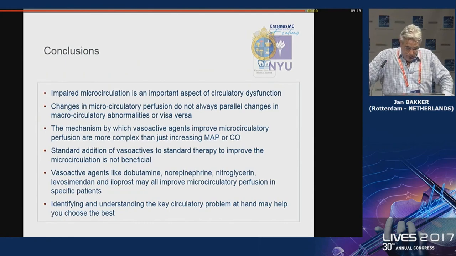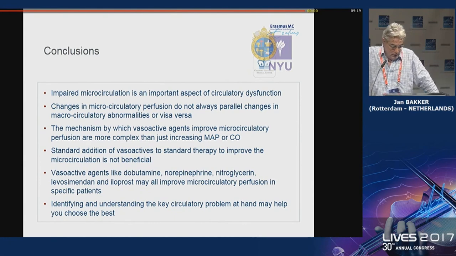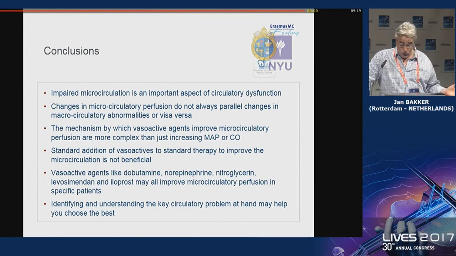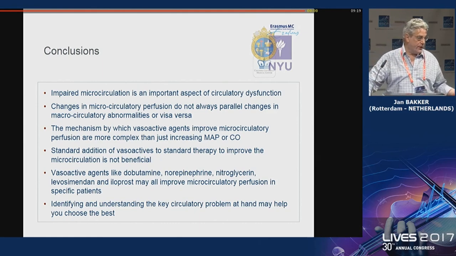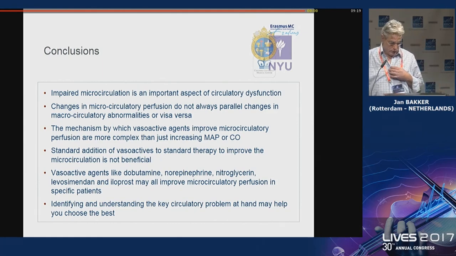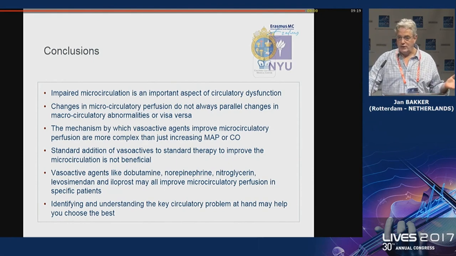So in conclusion, impaired microcirculation is an important aspect of circulatory dysfunction. Changes in microcirculation perfusion do not always parallel changes in macrocirculation. The incoherence that Can Ince talked about. The mechanisms by which vasoactive agents improve your microcirculation are not limited to the effect on blood pressure or cardiac output. A standard addition of a vasodilator to every patient, I don't think it makes much sense, and it doesn't add much.